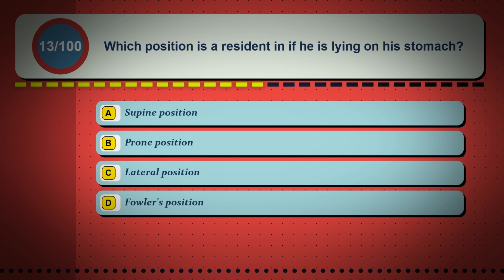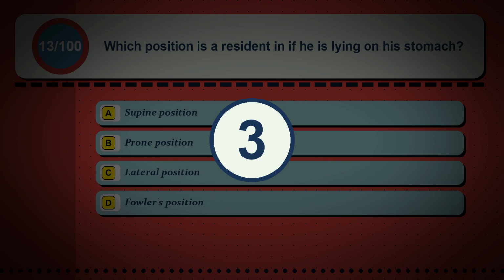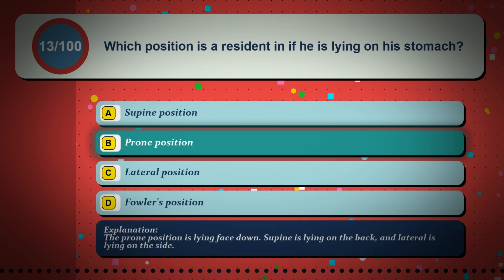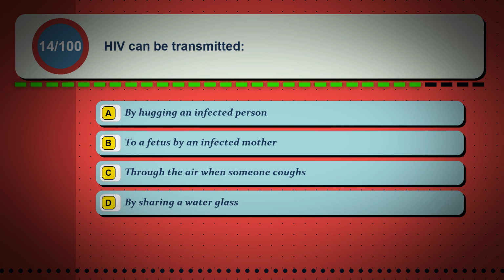Option A. Supine position. Option B. Prone position. Option C. Lateral position. Option D. A Fowler's position. The correct answer is option B. Prone position. The prone position is lying face down, supine is lying on the back, and lateral is lying on the side. Question 14. HIV can be transmitted.